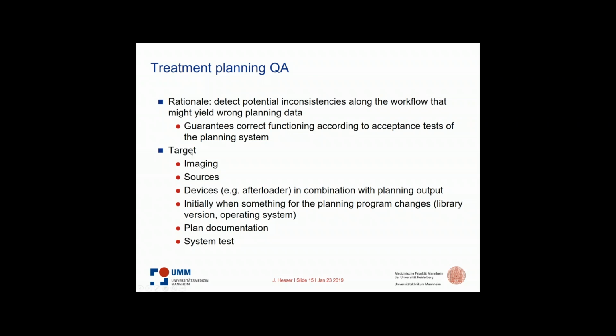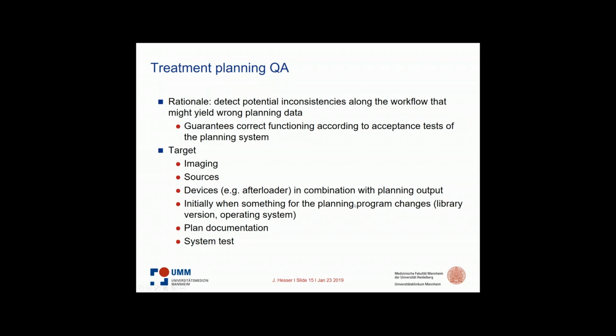So what are the targets? Well, here we have a couple of targets mentioned. The imaging device: once you place the patient on the couch, then you make the image, and the imaging could be a problem, could be wrong. For example, CT might have artifacts, or the placement was not correct, and so on. The second could be the sources, so you might have problems with the sources. The third could be the device, like an afterloader, which might have inconsistencies or problems which have to be considered.